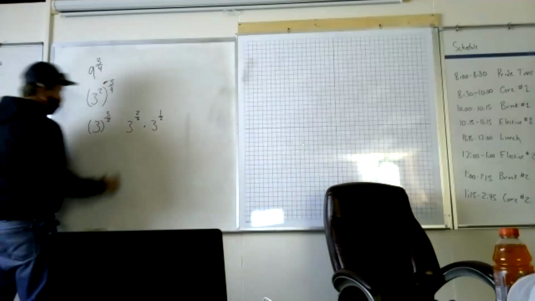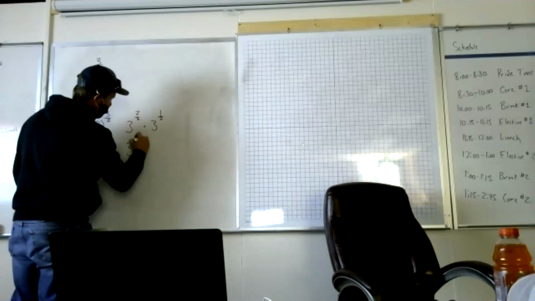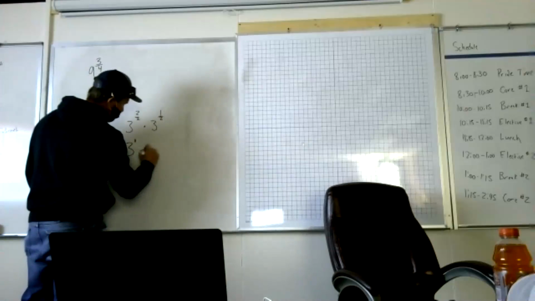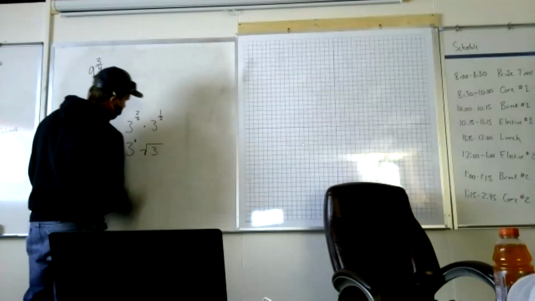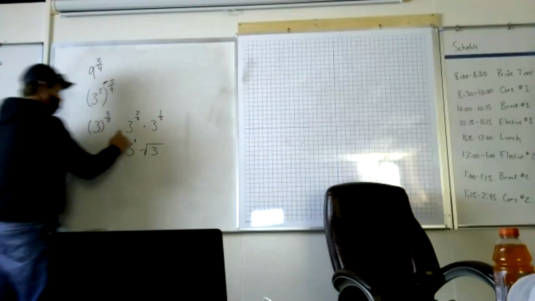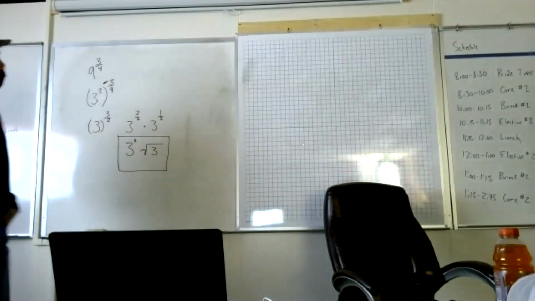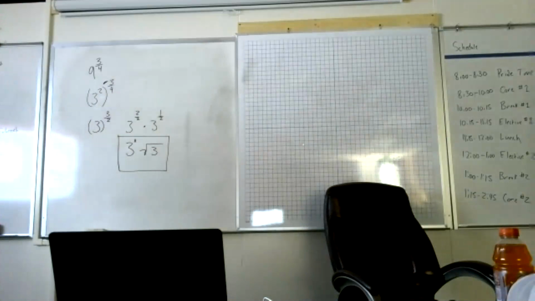Okay, 3 to the 2/2 just simplifies straight down to 3 to the 1st power. 3 to the 1/2 from your rational exponents you should know is the square root of 3. So our answer is going to be 3 times the square root of 3. And that's using all of your properties of exponents.